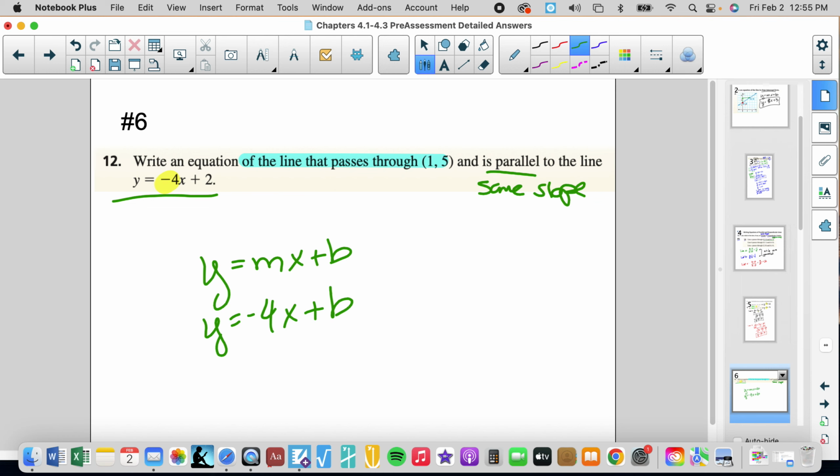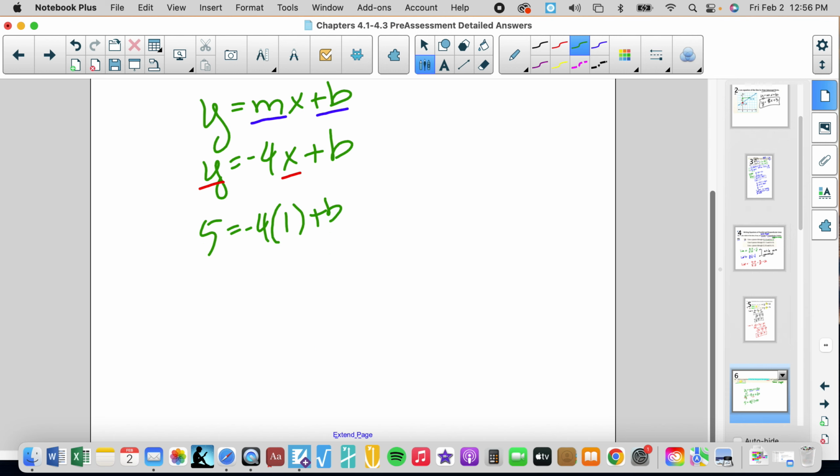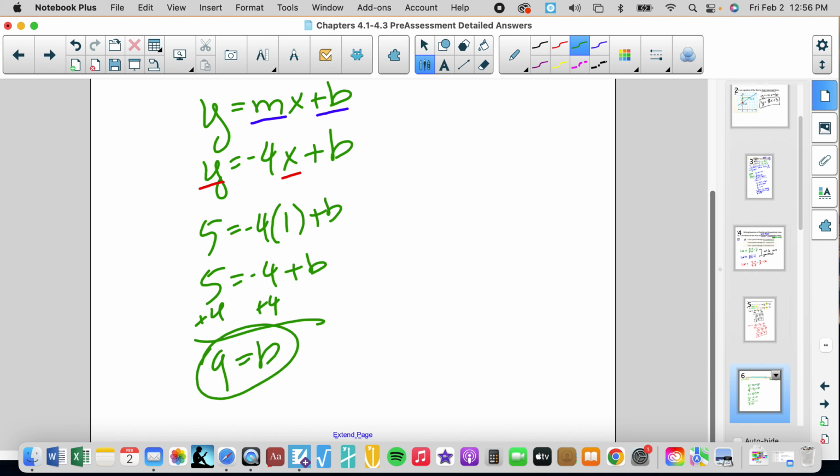And now, remember, I need to fill in for these two things. Well, I can't fill in for b, but I can fill in for x and y because I have a point. So I'm going to fill that information in. My y value is 5. My x value is 1. And I can solve now for my y-intercept. So 5 equals negative 4 plus b. We're going to add 4, and we get 9 equals b.